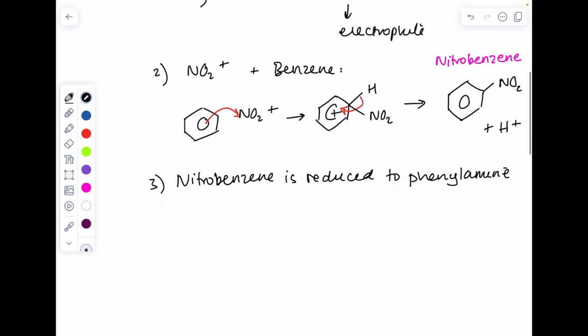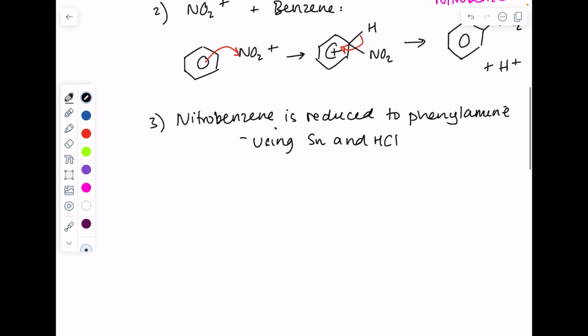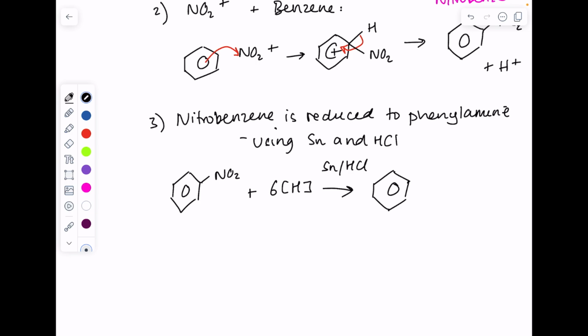And then our final step, step 3, is to reduce our nitrobenzene to phenylamine. Again, something I've mentioned before, using tin and hydrochloric acid as the reducing agent. According to the following reaction, here's our nitrobenzene. The tin and hydrochloric acid form hydrogen, which acts as our reducing agent. And here's our phenylamine product.